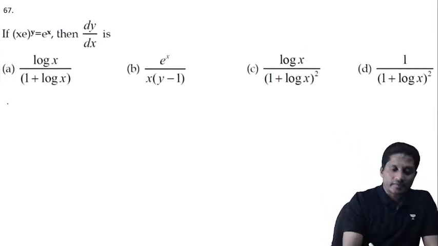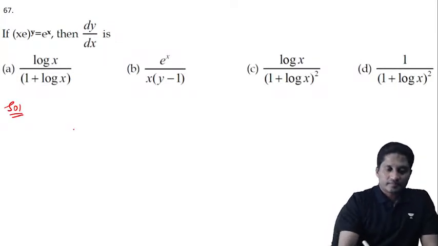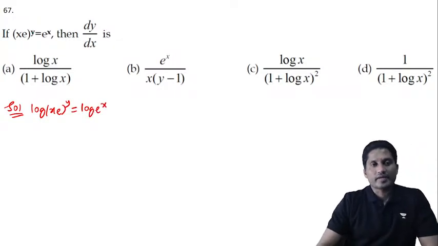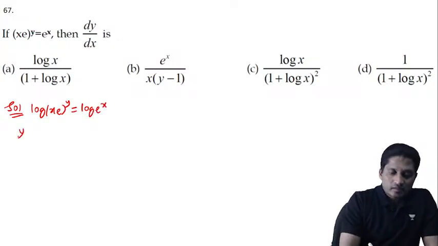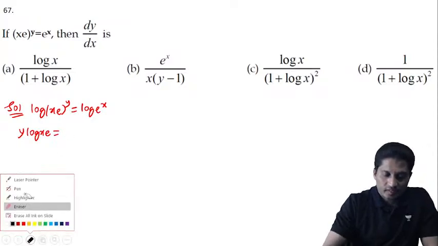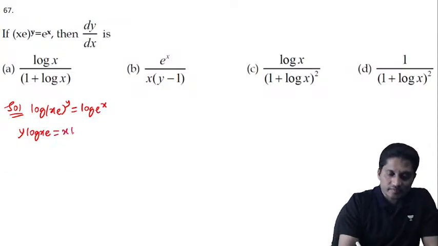Even this is a 2020 question. If I take log on both the sides, you get log of xy whole power y is equal to log of e power x. Log m power n is n log m, right? This is y into log of xy. y into log of x into y is equal to x into log e. Right, log e is 1.